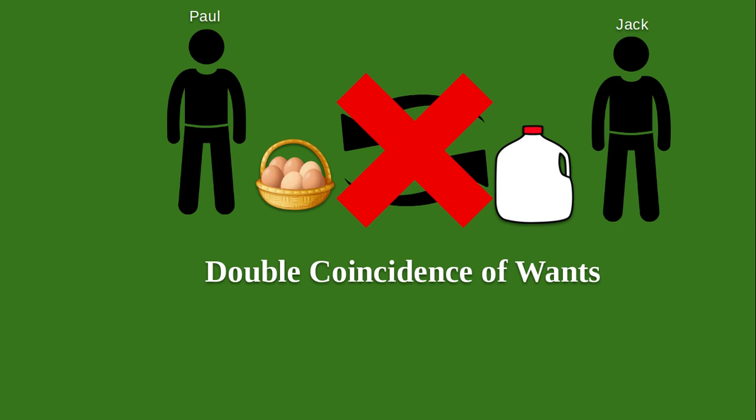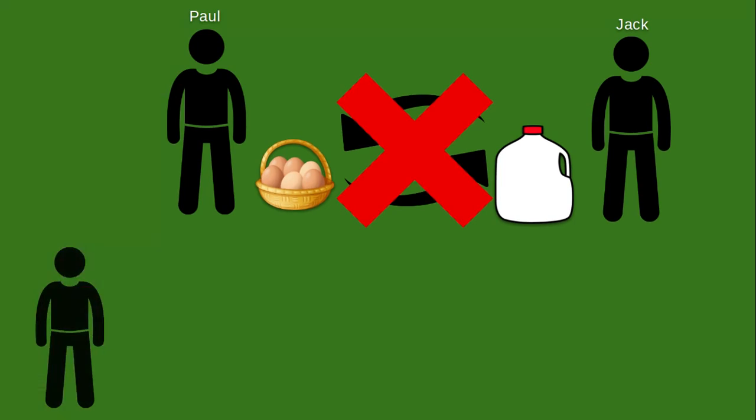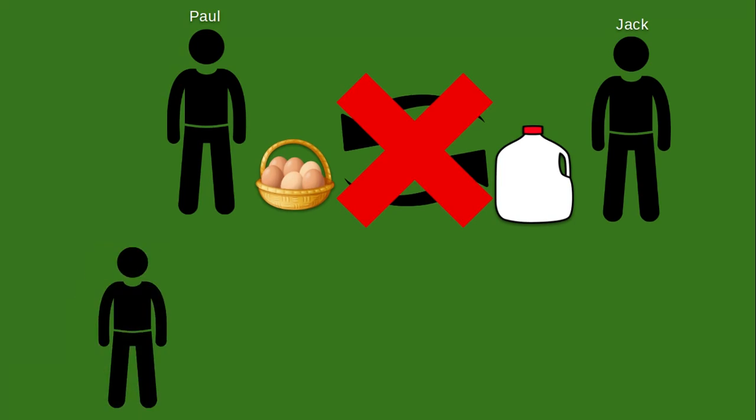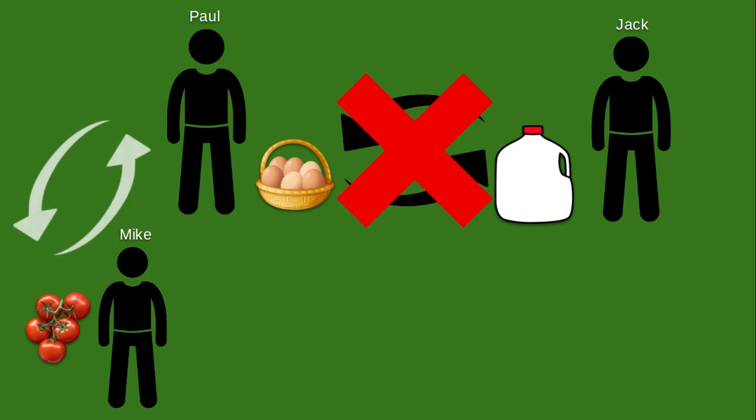So what does Paul do in this instance? In order to get that milk from Jack, he's got to figure out what Jack actually desires. So he finds out that what Jack wants is tomatoes. Let's say there's a person named Mike who has tomatoes, and luckily for Paul, Mike is seeking 4 eggs. So they make a trade.